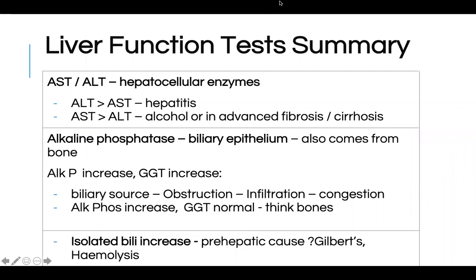ALP comes from the biliary epithelium, but also comes from the bone, so it can be a biliary source if your ALP is increased with an increase in your GGT, which is another enzyme. So it can be either obstruction, infiltration, or congestion from right-sided heart failure. But if the ALP is increased with a normal GGT, just think of a bone source, like bony mets or myeloma as a differential as well. And then an isolated bilirubin increase is a prehepatic cause, so Gilbert's or hemolysis.